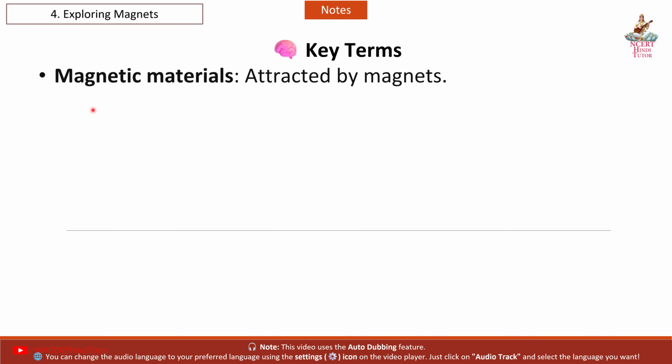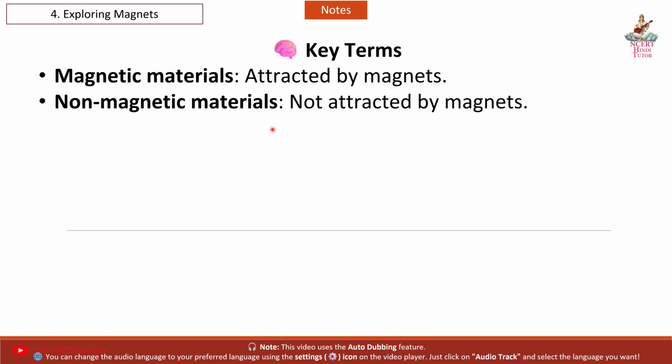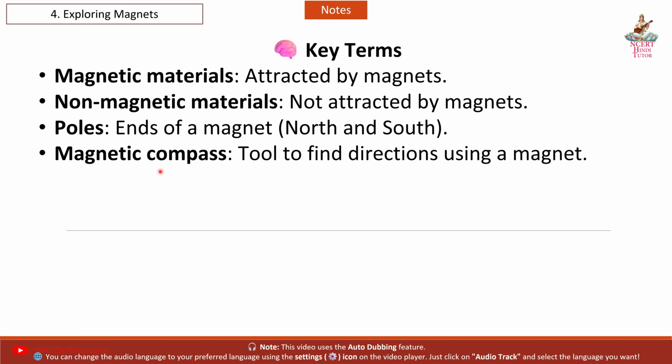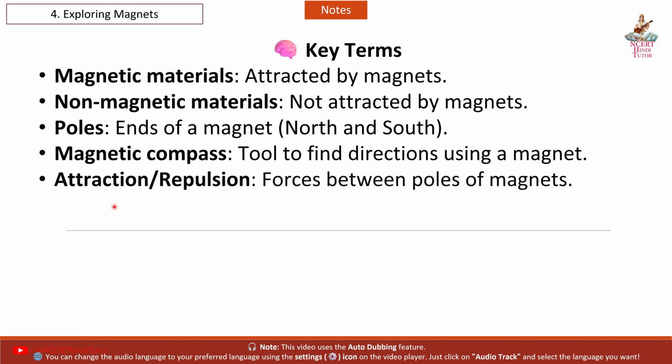Key terms: magnetic materials, attracted by magnets; non-magnetic materials, not attracted by magnets; poles, ends of a magnet, north and south; magnetic compass, tool to find directions using a magnet; attraction, repulsion, forces between poles of magnets.